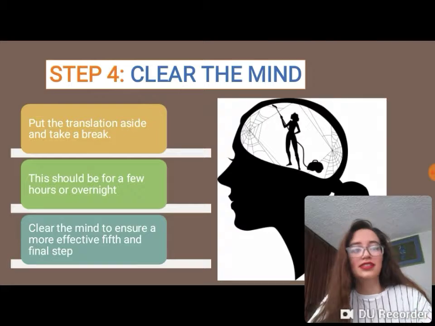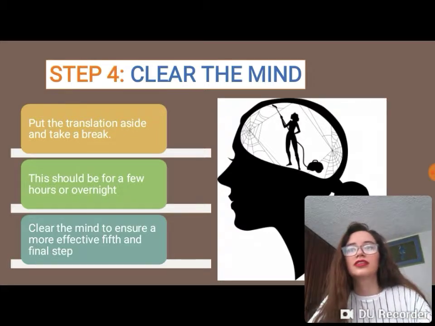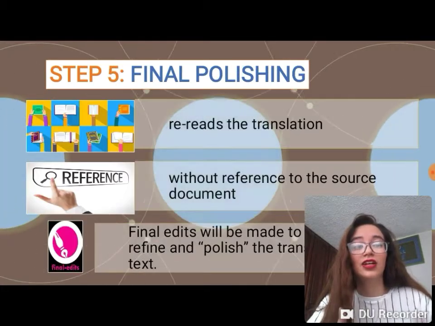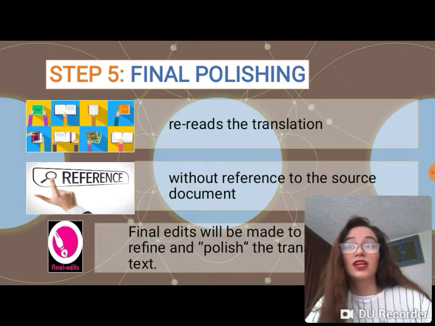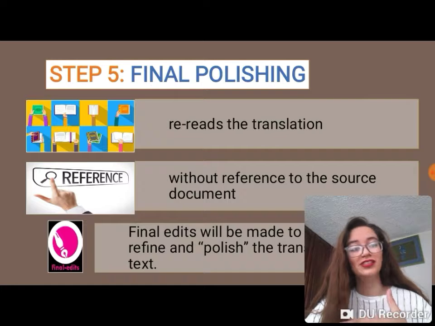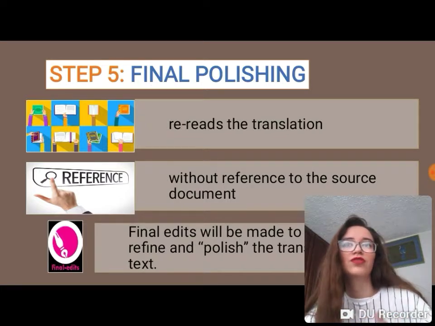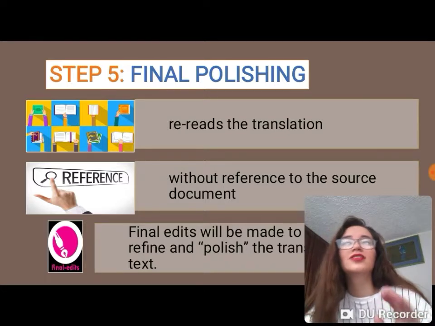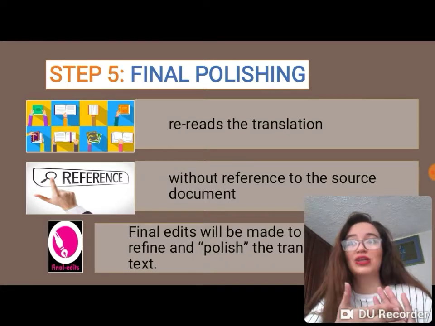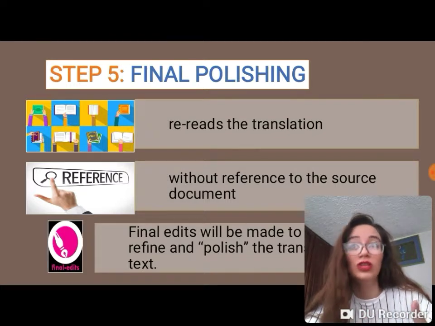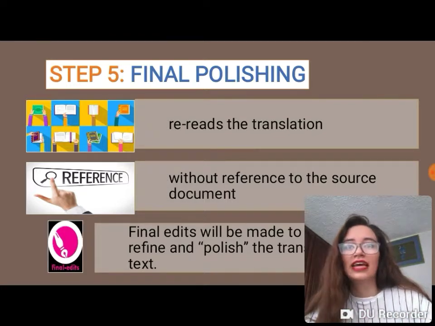Next, we have step number 5. Step number 5 is, as you can see, the final polishing. In the final step, the translator reads the translation, this time without reference to the source document, looking solely at quality of expression. Final edits might be made to refine and polish the translated text.